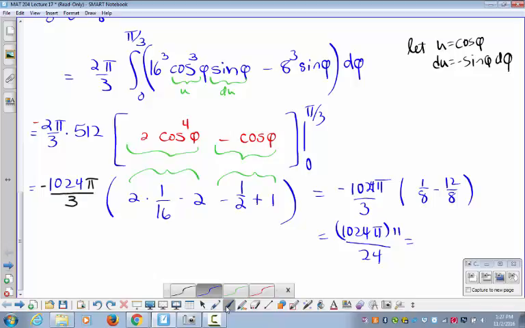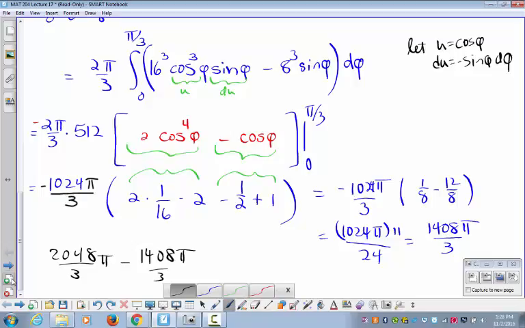Yeah, and so what does that all reduce to? 1024 times 11 divided by 24 equals. So it's like 4333 over 3. It's 1408 pi over 3. Okay, so that's the volume outside the hemisphere. Subtract that from the volume of the sphere, and that's the answer. So our final answer, our sphere was 2048 over 3 minus 1408 over 3, whatever that is.